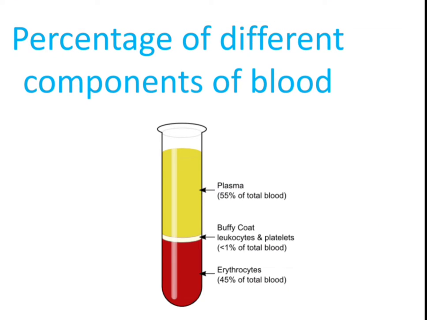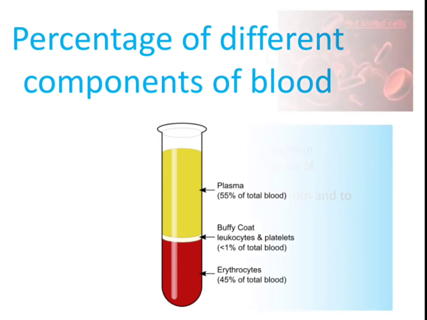Next, the different blood cells with their percentage. First is the blood plasma, which is composed of 55% of the total blood. Then come the erythrocytes, that is the RBC, which is composed of 45% of our blood. Next come the leukocytes, that is WBC, and platelets, which are composed of less than 1% of the total blood.